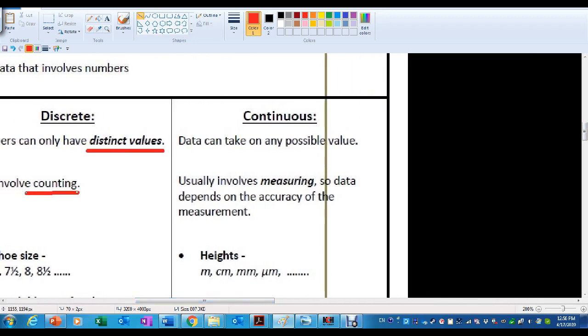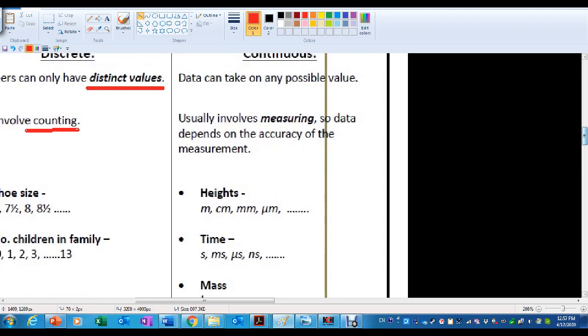And the opposite of discrete data is continuous data. Continuous data means data can take on any possible value within a range. For example, your height could theoretically be any value between, for example, 1.5 meters to 2.5 meters. It could be any value between them.